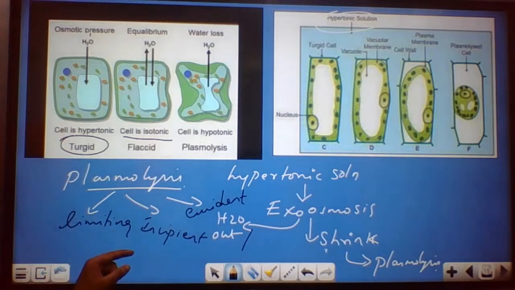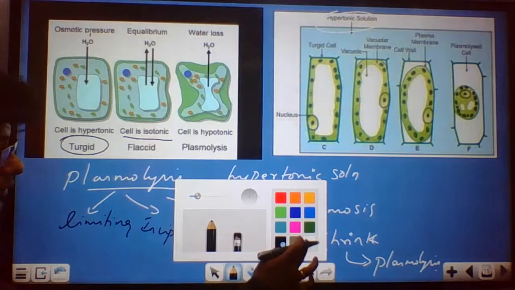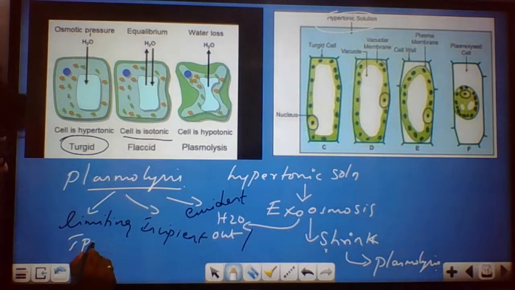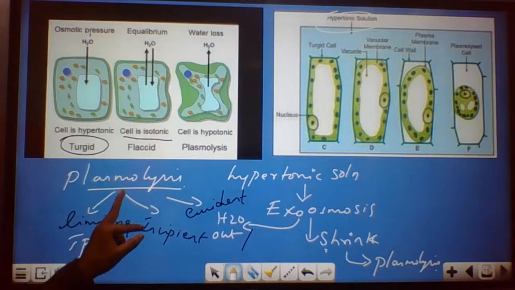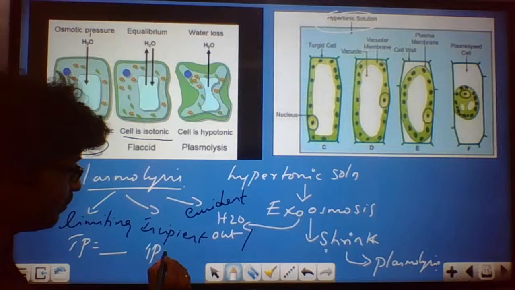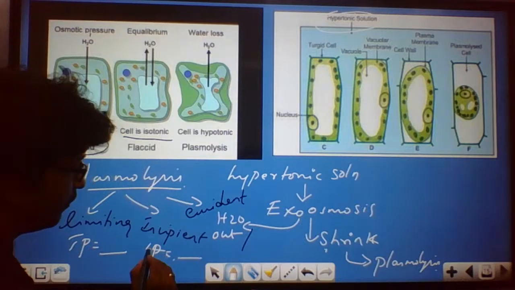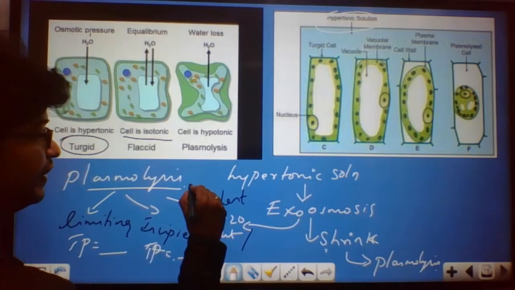Good. In the limiting, you can see the turgor pressure. What is the turgor pressure for limiting plasmolysis? Can someone tell me? The turgor pressure for limiting plasmolysis, incipient, and the turgor pressure for evident plasmolysis.